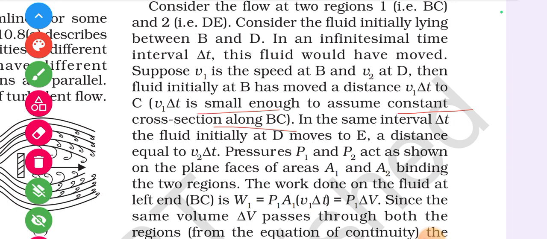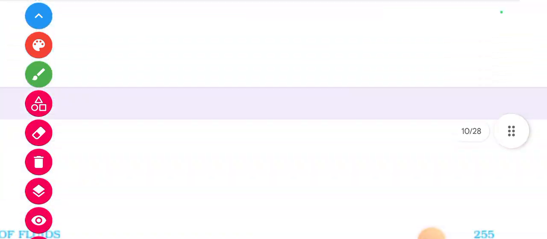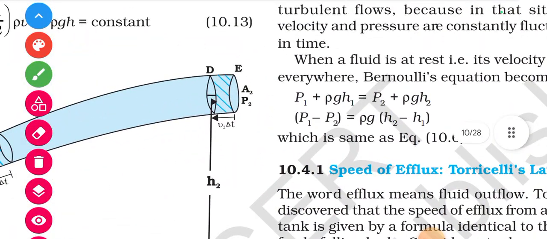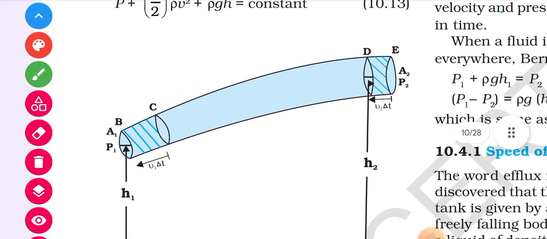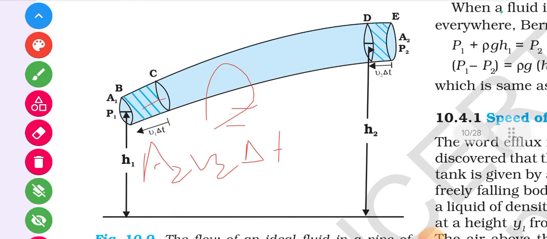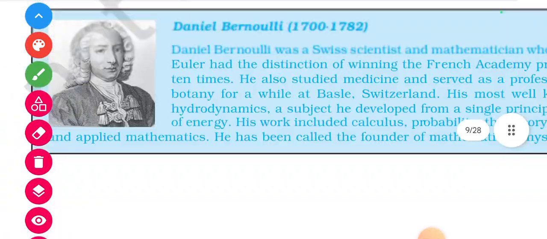We have discussed this. In the same time interval delta t, the fluid initially at D moves to E, a distance equal to v2 delta t. I told you all this also. In this region V2 velocity is there, so V2 times delta t, how much volume will be swept? A2 V2 delta t. For the same time interval delta t, this much volume has been moved.